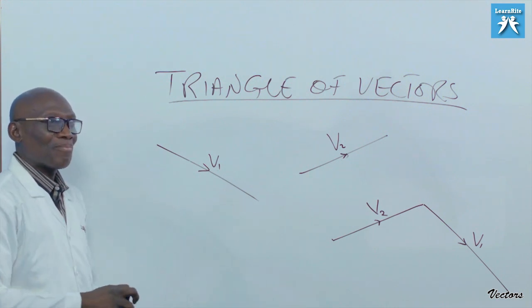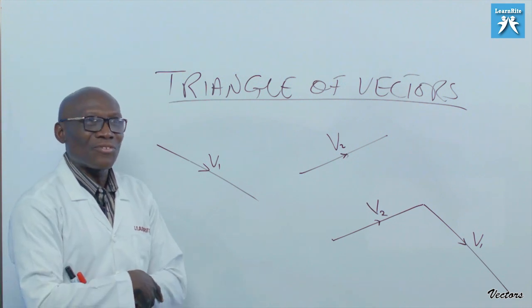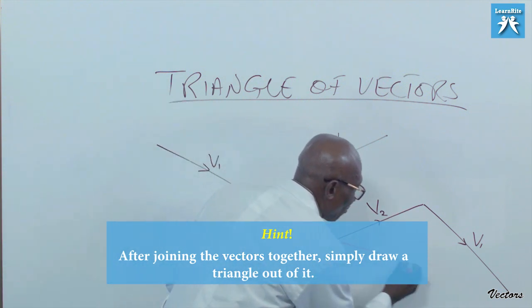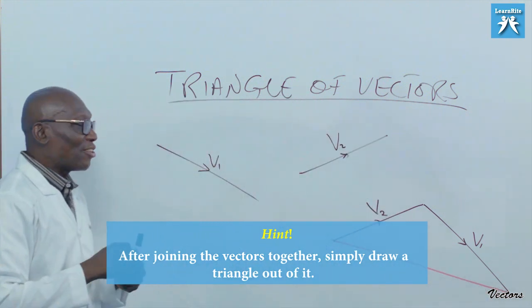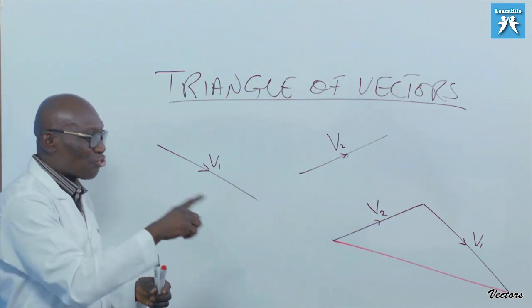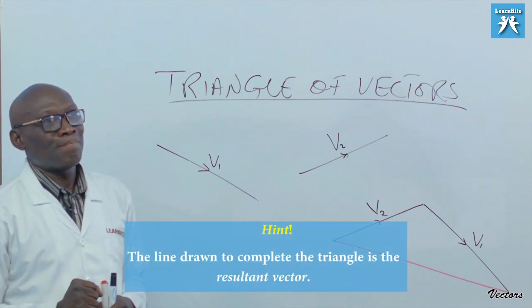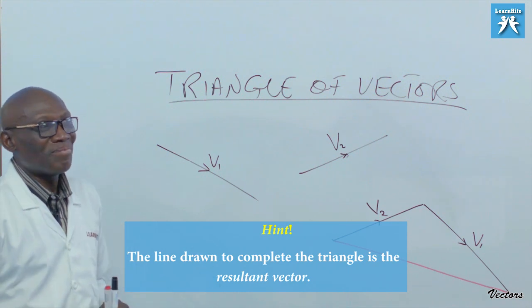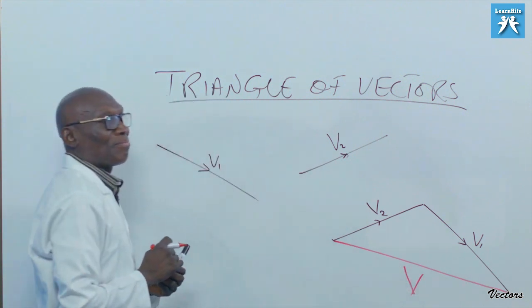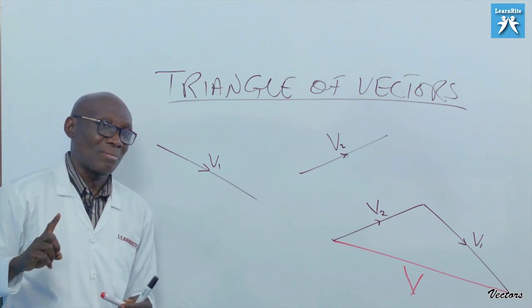So when I take this, the next thing we said you do is to draw a triangle out of it. And how do you draw a triangle? You only draw a line to complete it. I'll draw this line to complete the triangle. And that line I have drawn to complete a triangle is representing the resultant vector. That is all. And I'm going to use V to stand for the resultant vector. So you ask yourself, it's a vector, so it must have an arrow, it must have a direction.